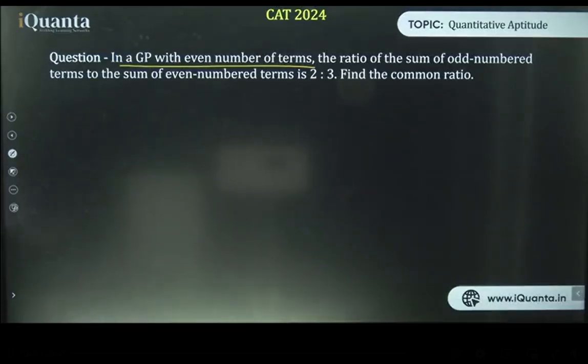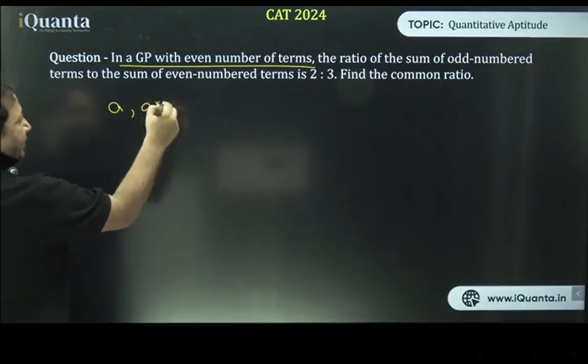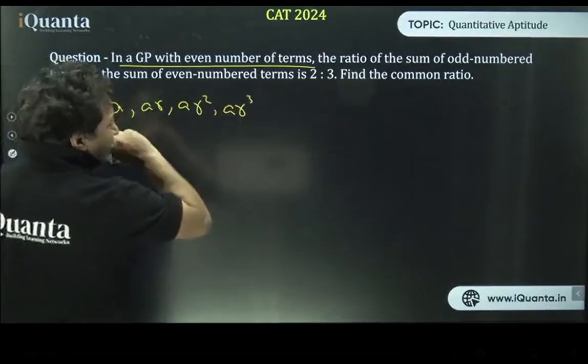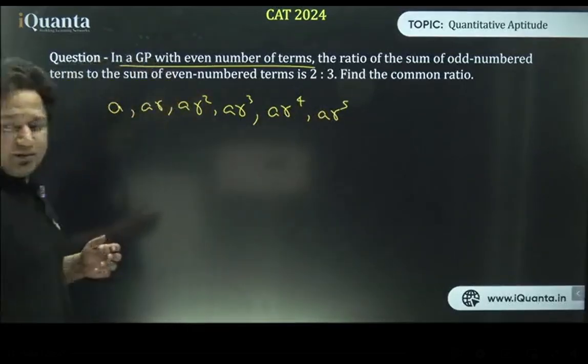Okay, Rohit. Let's see. It won't change. It would be 3 by 2 only. Okay. So how did you do it? I think you must have assumed some elements A, AR, AR square, AR cube. We need to have an even number of elements, so let me take 6 elements in totality. Right? Is this how you guys did it?